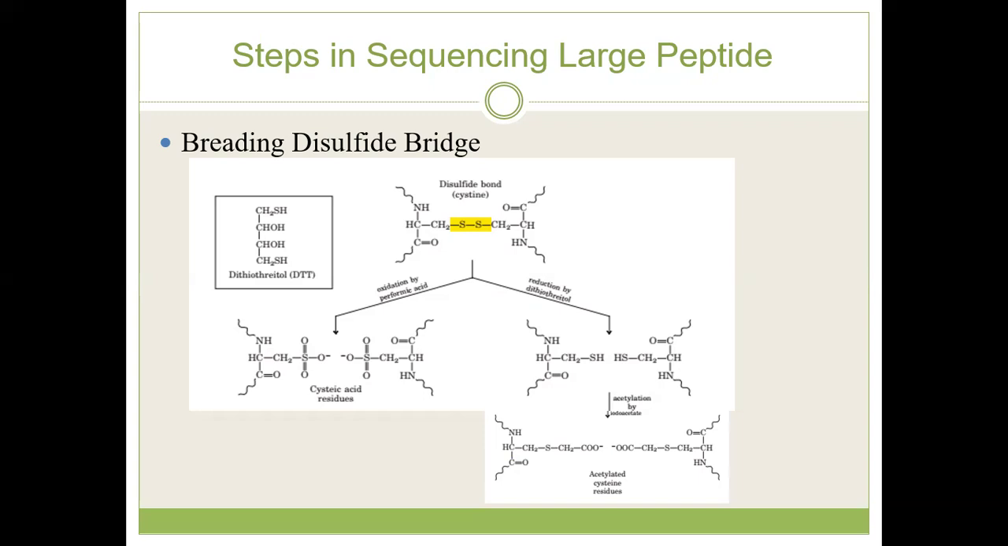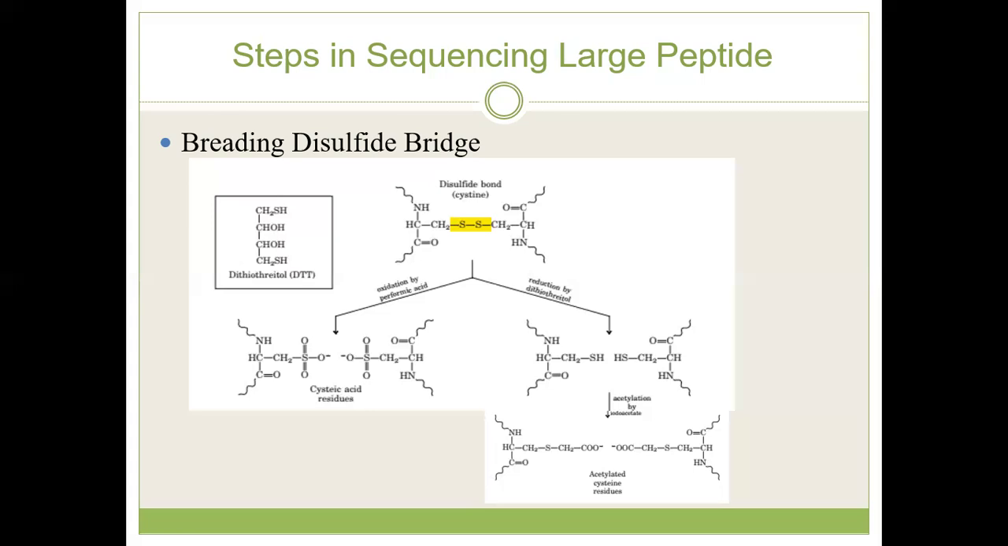There are two ways you can break the sulfide. You can oxidize the cysteine using performic acid to produce cysteic acid. You can see how performic acid can be used. We just added performic acid, which will oxidize the cysteine residue in the disulfide to form cysteic acid. Or you can reduce using dithiothreitol.